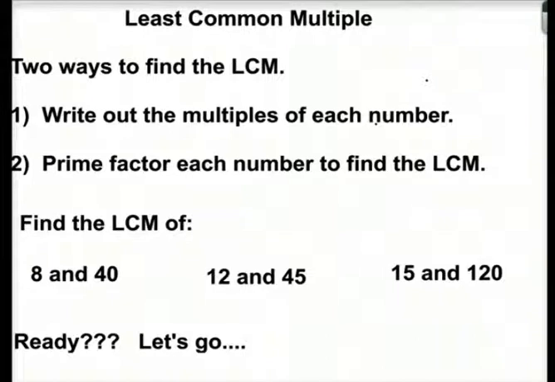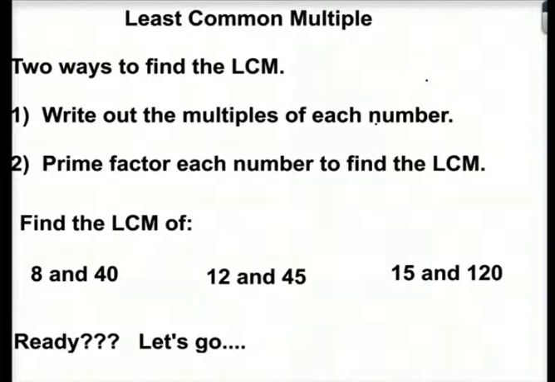Least common multiple. Remember, there's two ways to find the least common multiple. The first one is to write out the multiples of each number. Well, that's easy if your numbers are smaller, but when we start getting into some larger numbers, writing out the multiples may not be the best option. The second way is finding the prime factorization of each number to find the least common multiple. So I've got three examples here that we're going to take a look at, and we're going to use both methods, writing the multiples out and then finding the prime factors.